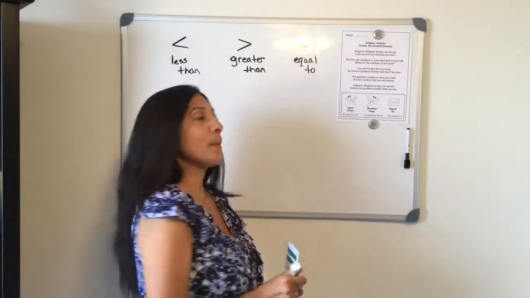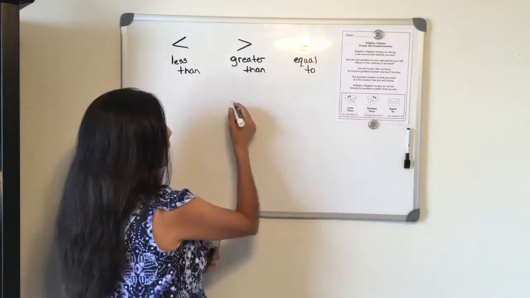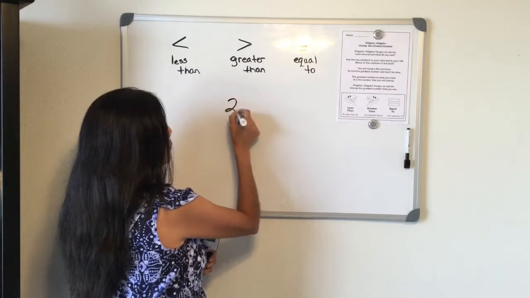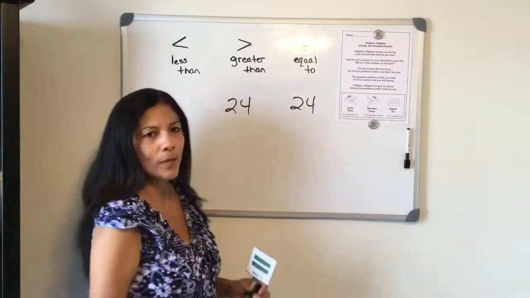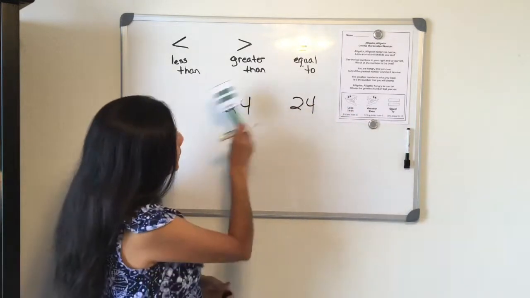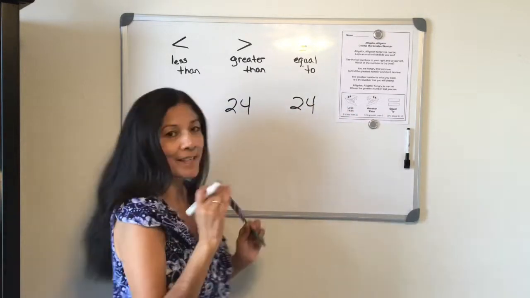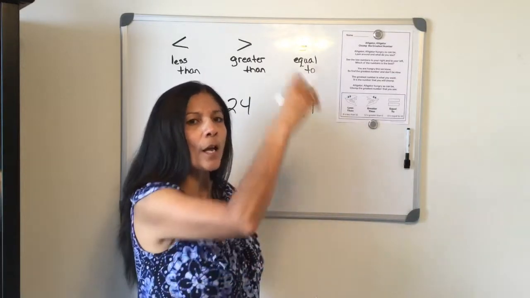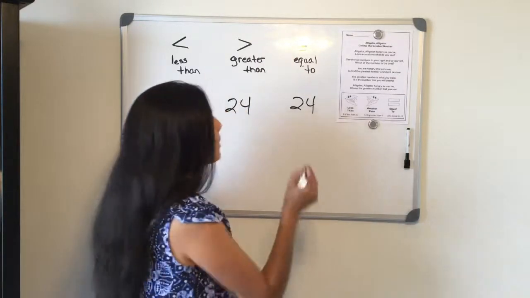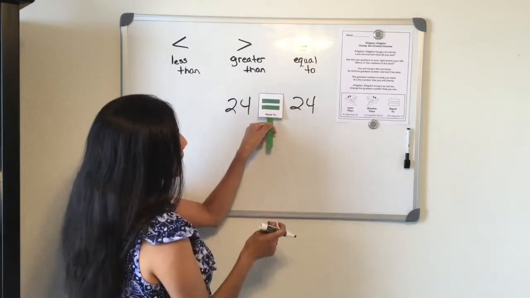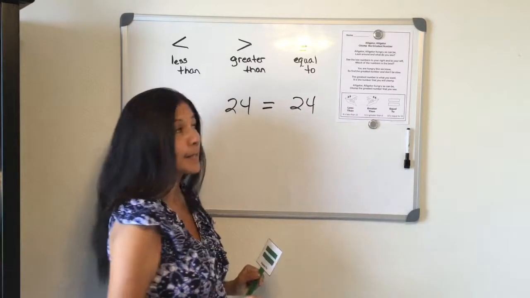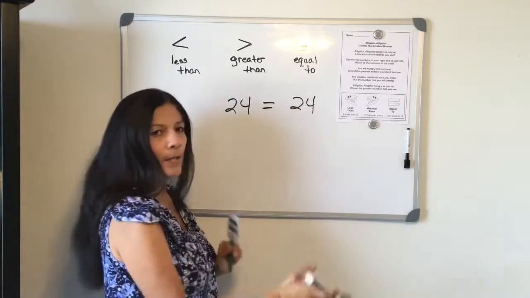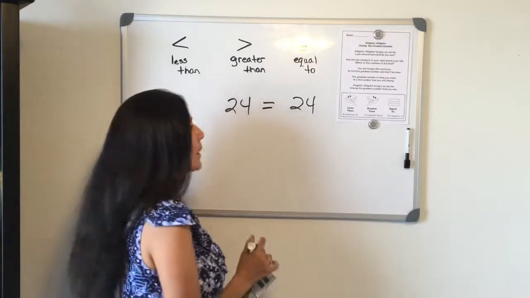Okay, this time I'm going to do something a little bit different. What happens if I have the number 24 and 24? What happens then? Well, both of those numbers are exactly the same. If you're looking at a number line, they're in the same spot on that number line. So we say that they are equal. So we use the equal sign instead of the less than and greater than because one number is not higher or lower than the other.